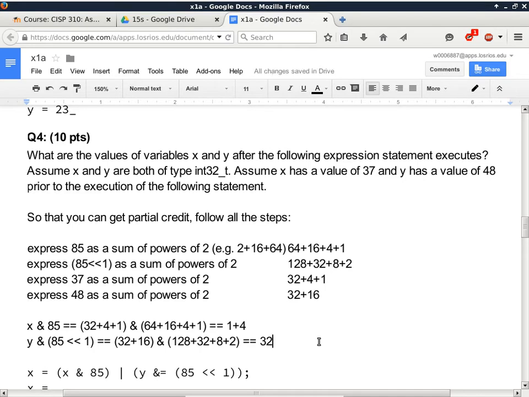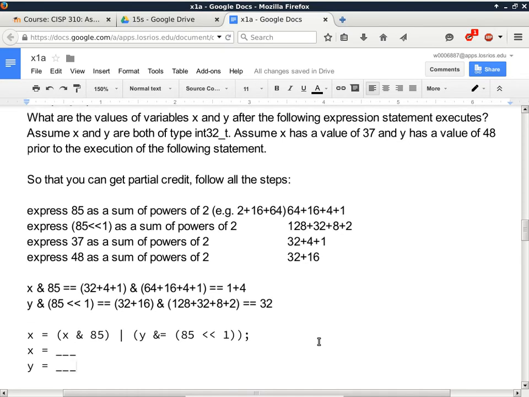Is that okay so far? We're not quite done yet, okay? We have one more step to go. Well, 2 more steps to go because we have the assignment here, okay? So Y gets updated to Y AND 85 left shift by 1 bit. So that means Y has a value of just 32 here.